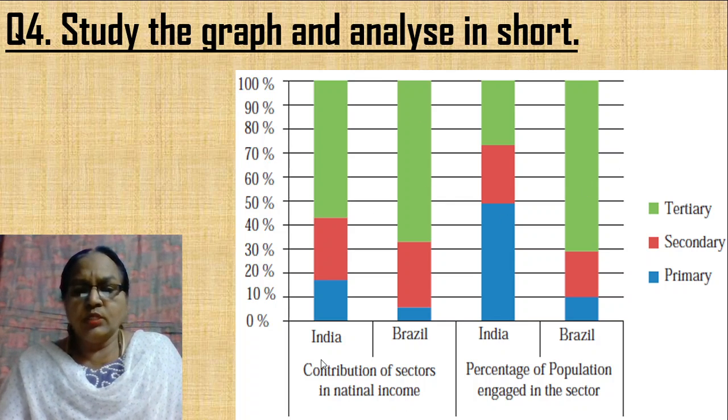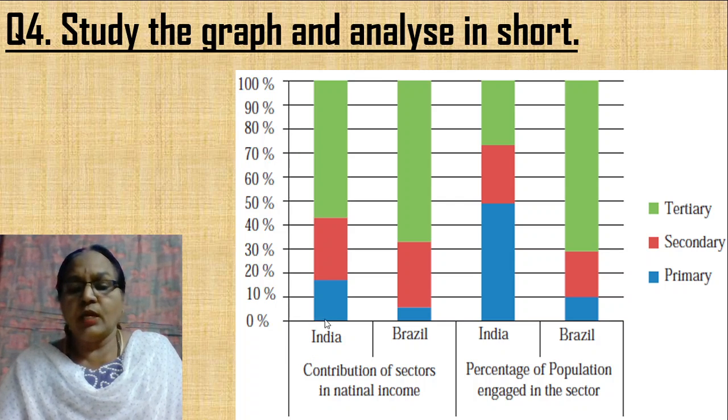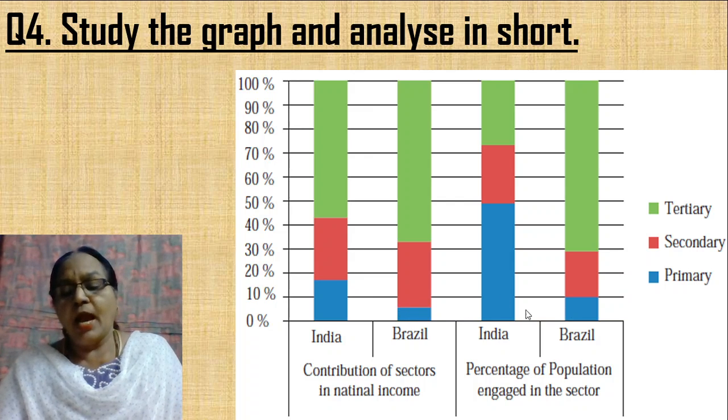Okay, so the first 2 bars here are a comparison between India and Brazil, the contribution of sectors to the national income. Here I've taken it from the textbook. Anyway, the spelling of national is wrong, NATIONAL. Okay, national income. So look at this here. Here it is India and Brazil. So the contribution of all the 3 sectors towards national income, and here we are going to compare India and Brazil, that is the percentage of population which is engaged in all the 3 sectors.